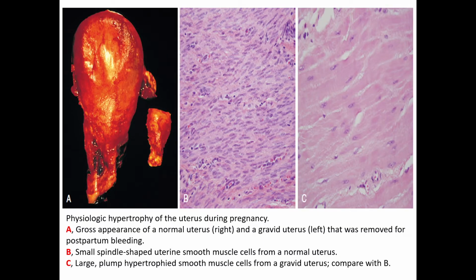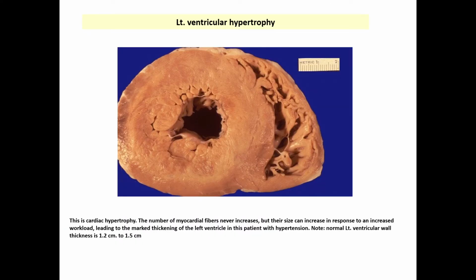This is another gross and histological appearance of the same, to the uterus during pregnancy. This is left ventricular hypertrophy. This is another example. This is a pathological hypertrophy, cardiac hypertrophy.